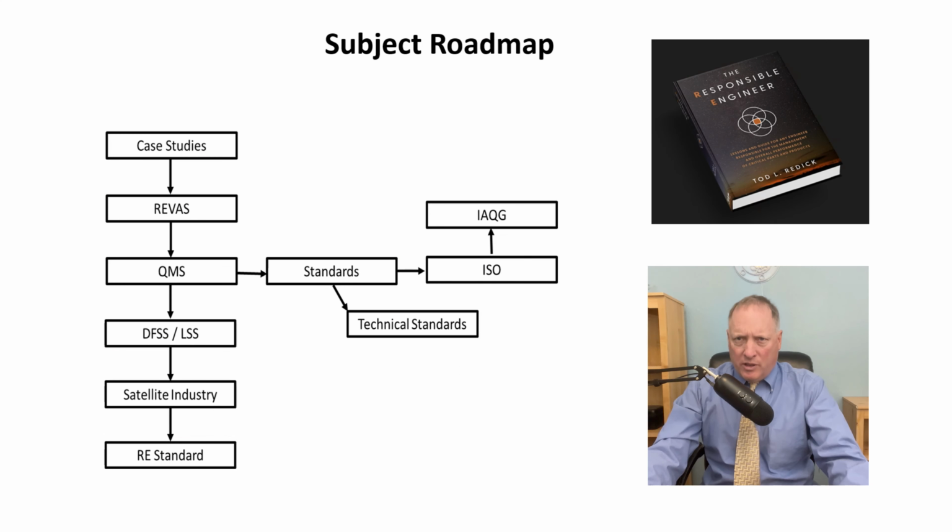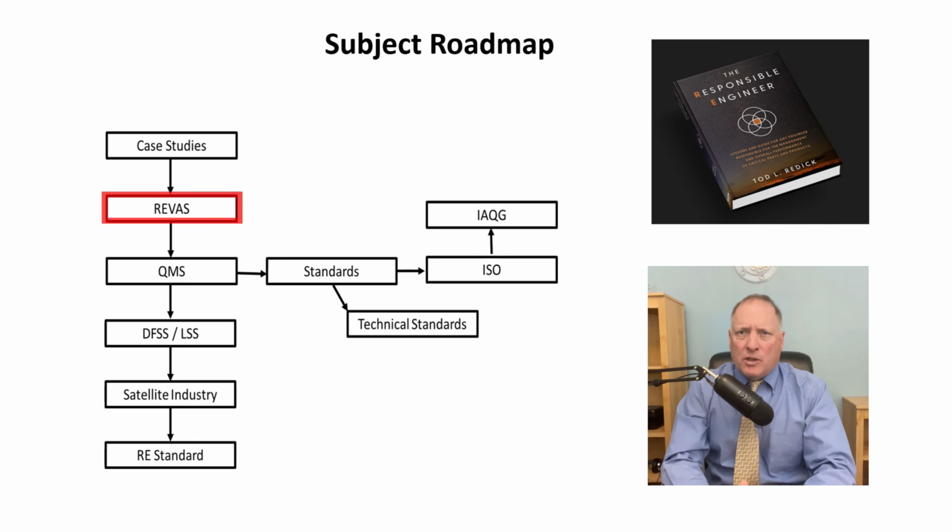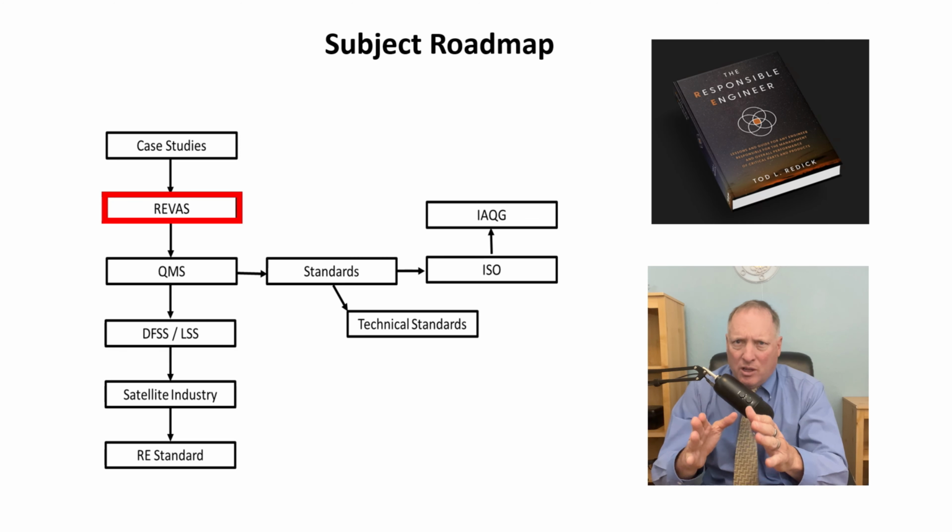We have already mentioned the case studies, which show that proactive RE involvement is necessary. Next, we see Revis. As mentioned earlier, that is a system we engineers design and successfully utilize to proactively manage our responsibilities. It is also a great starting point for designing a quality management system, or QMS. Then we see numerous subjects which reinforce or expand into other topics important for long-term success. In fact, they make up the bulk of the book.